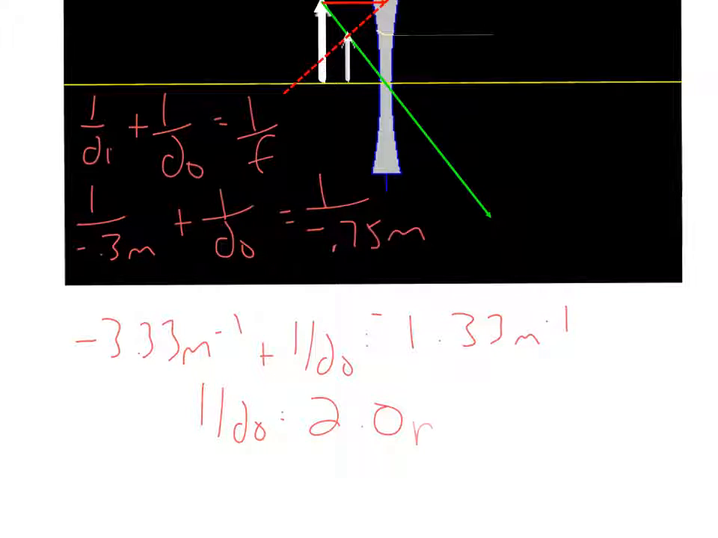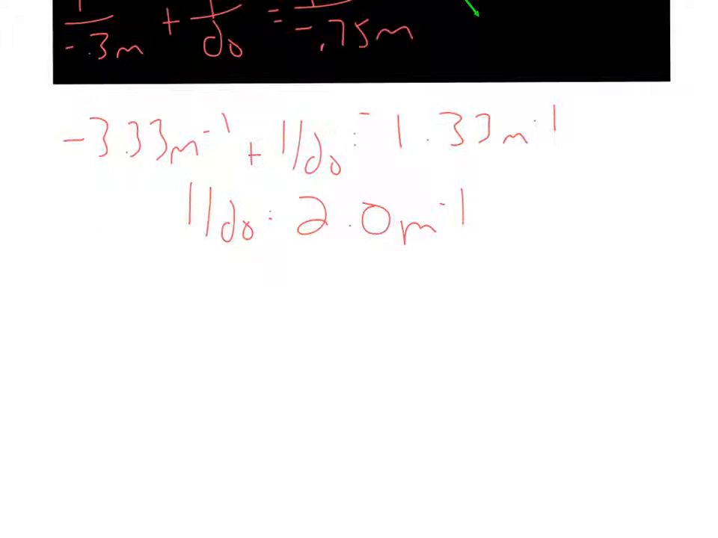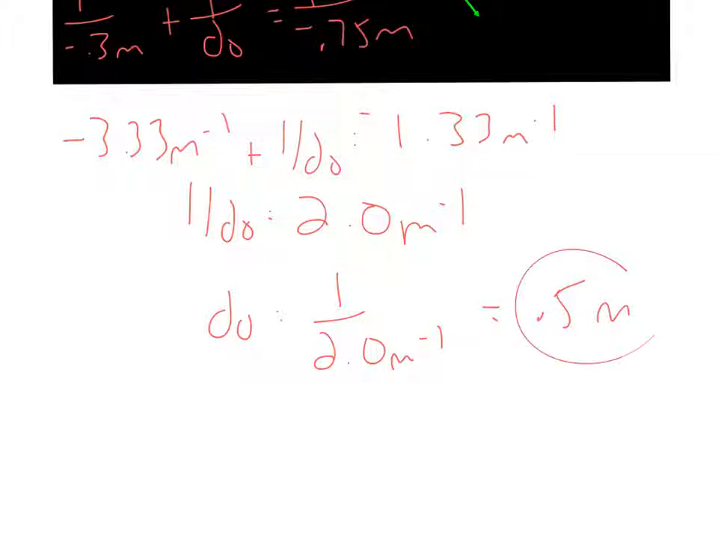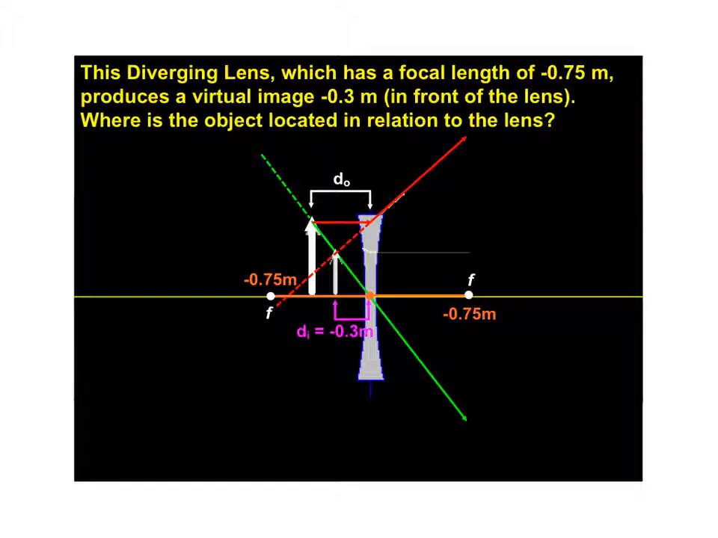2.0 inverse meters. And then from there, we just take the reciprocal of both sides, and we get DO is 1 over 2.0 inverse meters, which is equivalent to 0.5 meters. So now again for this, we have an object distance, a DO of 0.5 meters. If we go back, that should make sense because again, all object distances need to be positive. So our object over here, if we look at it, is placed 0.5 meters from the lens.